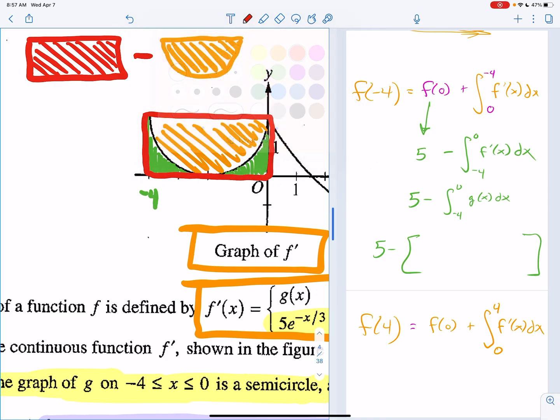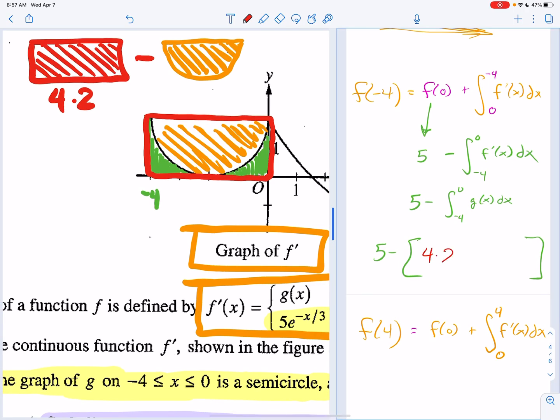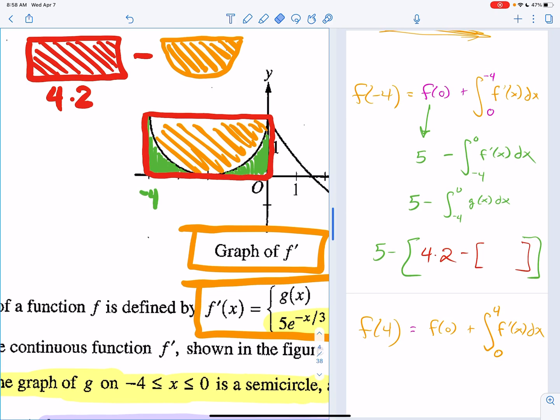If I'm looking at the red rectangle, the rectangle has a base of 4 and a height of 2. So base times height is 8. But again, I'm just going to write 4 times 2. And I'm going to subtract out the area of the semicircle. So the semicircle has a radius of 2. It looks like there's a radius of 2 here, okay?